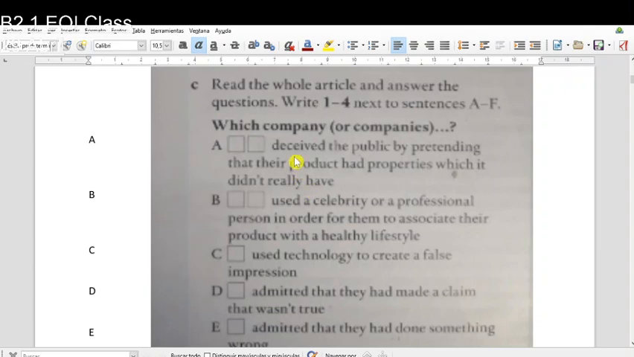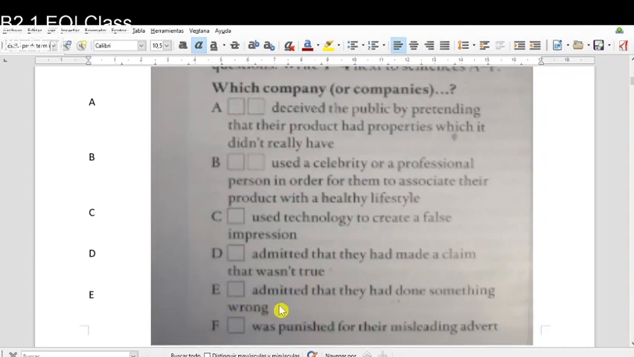The dictionary said, which company? Yeah. Which companies? Advert 1, 2, 3, or 4. Yeah? B. Which one used a celebrity or a professional person in order for them to associate their product with a healthy lifestyle? C. Used technology to create a false impression? D. Admitted that they had made a claim that wasn't true? E. Admitted that they had done something wrong. And F. Was punished for their misleading advert.